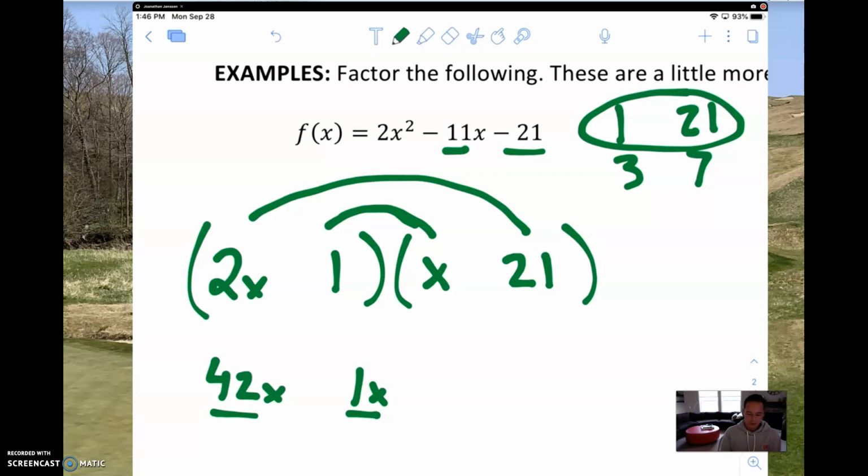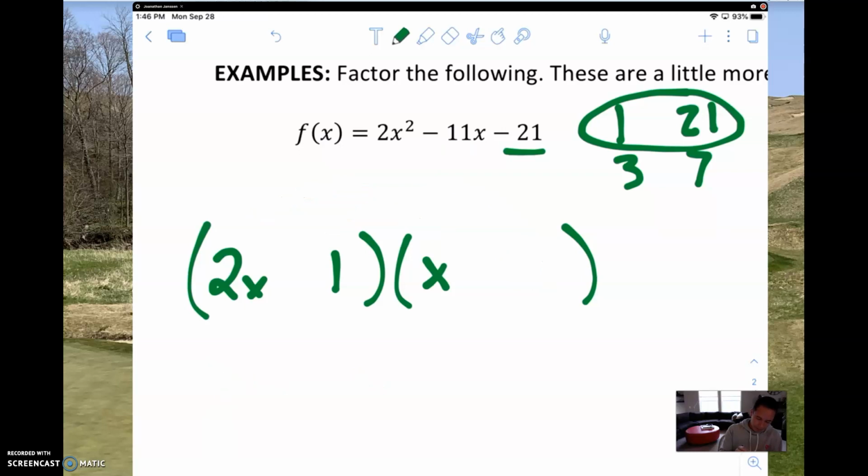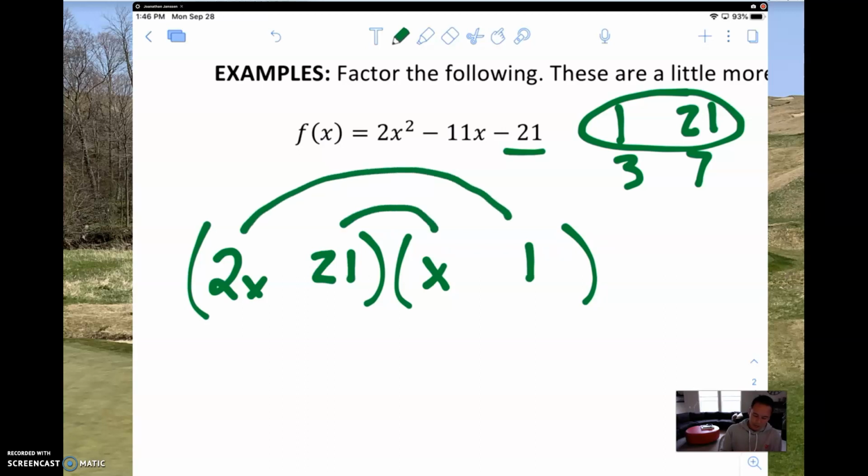Now, could 42x and 1x ever combine to make an 11 by adding or subtracting? No, you're shaking your head no at me. I can see it. So it's not going to be 1 and 21. So let's go ahead and switch it now. We'll change it to 21 over here and 1 over there. And we'll see what happens that time. 2x times 1, so if I do the outside ones, that's going to be 2x. And on the inside ones, 21 times x is 21x.